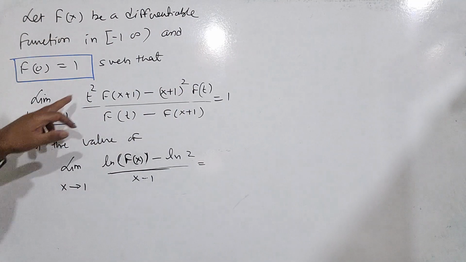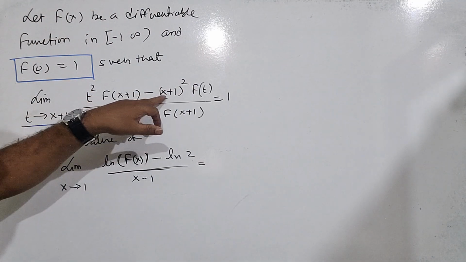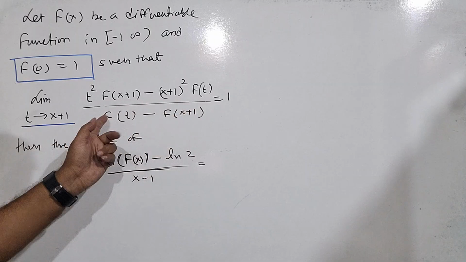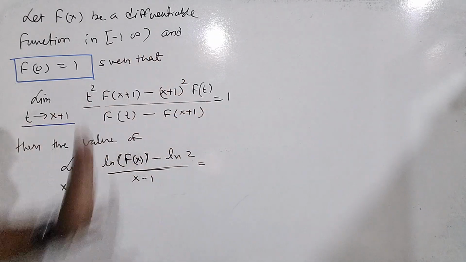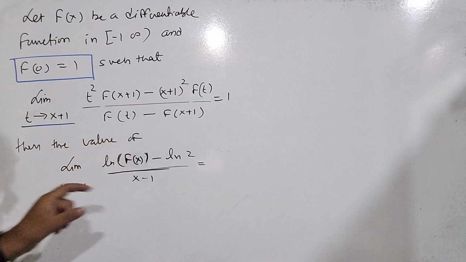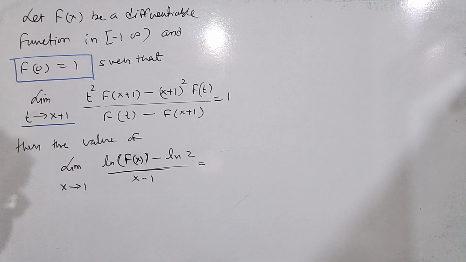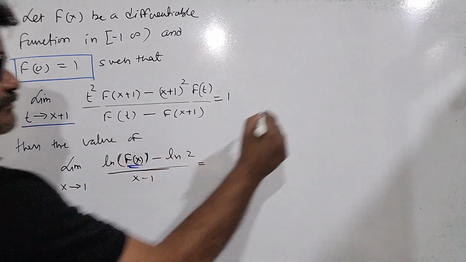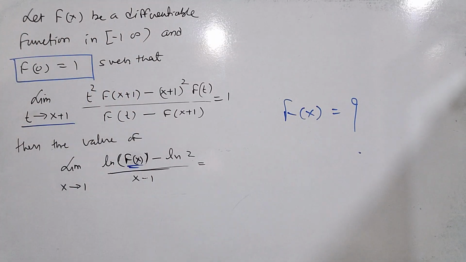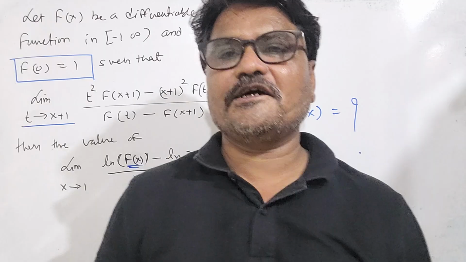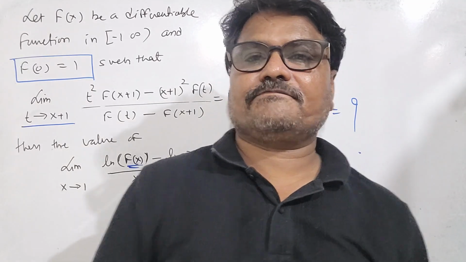The limit of (t squared f(x+1) minus (x+1) whole squared f(t)) divided by (f(t) minus f(x+1)) is equal to 1. So the limit exists. Then we have to find out the value of the limit as x approaches 1 of ln f(x) minus ln 2 over x minus 1. So this f(x) you have to find out. What is f(x)? Then only you can find this limit. So ultimately we have to determine f(x).